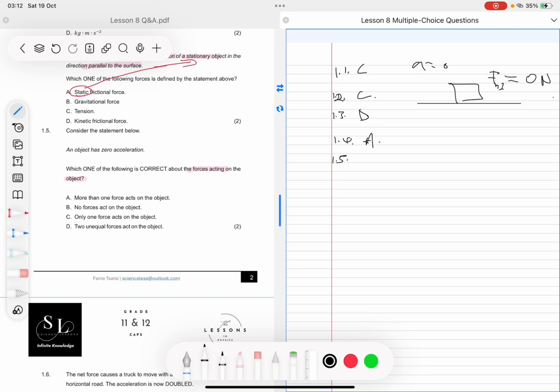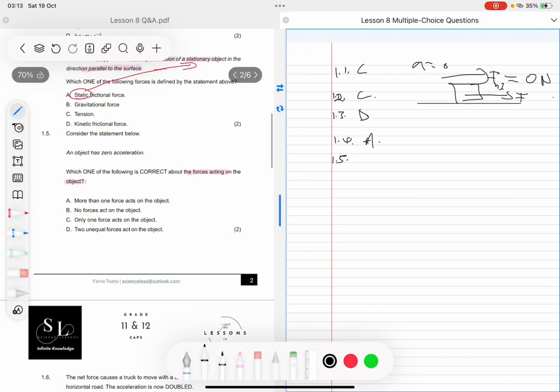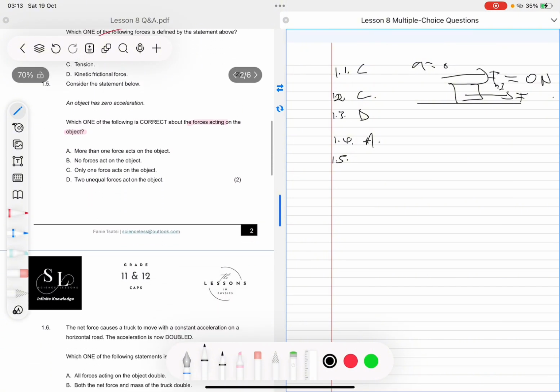Now, only one force acts on the object. There's no way that one force can act on this object and then it does not move. Because if it does not move, it means there's friction that's stopping the object from moving. So if there's only one force, then the object has to move to that direction. So that's not an option as well.